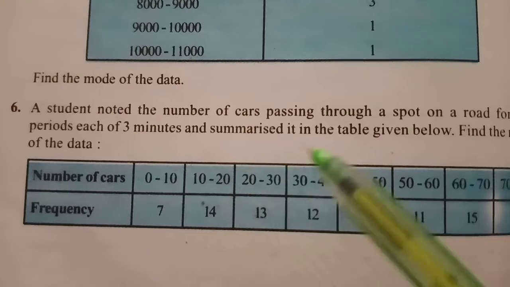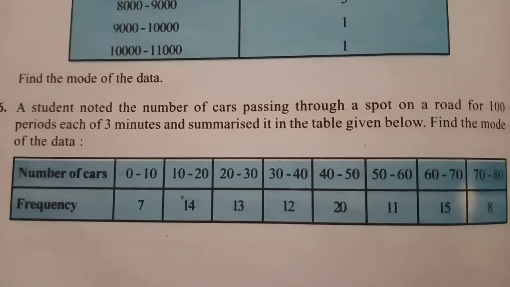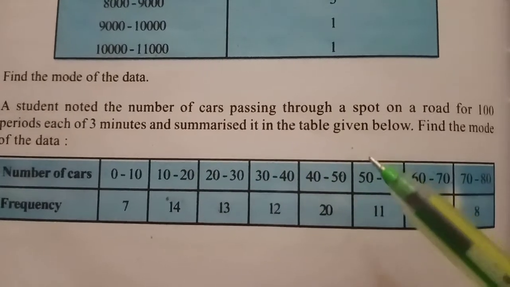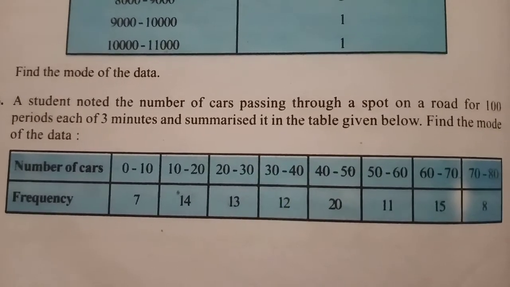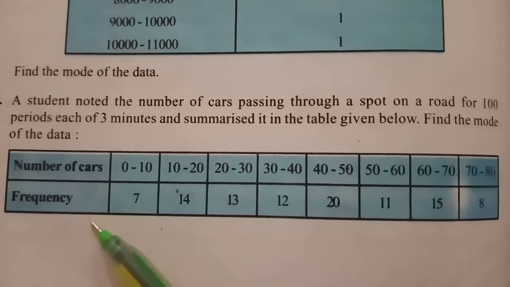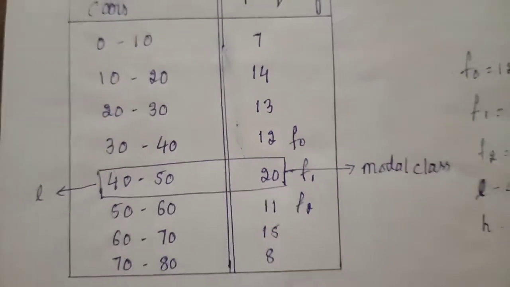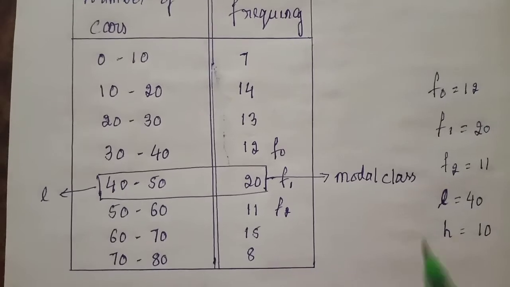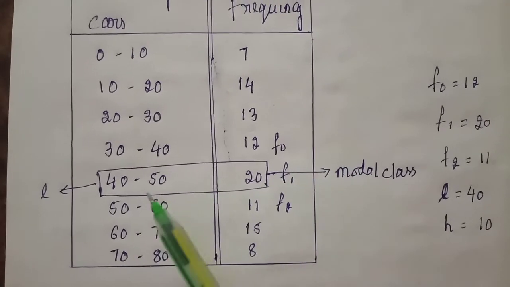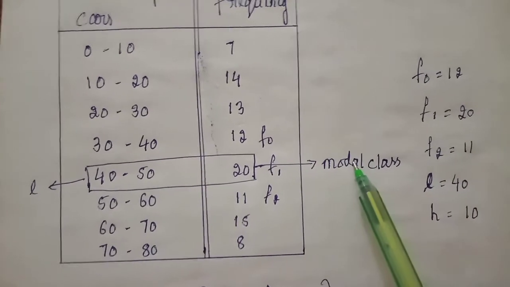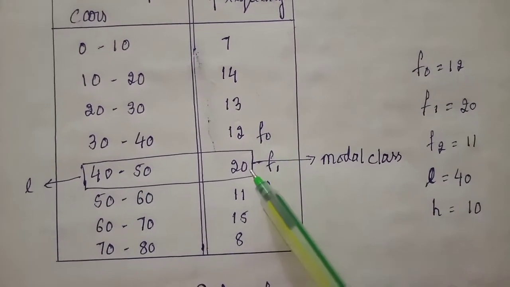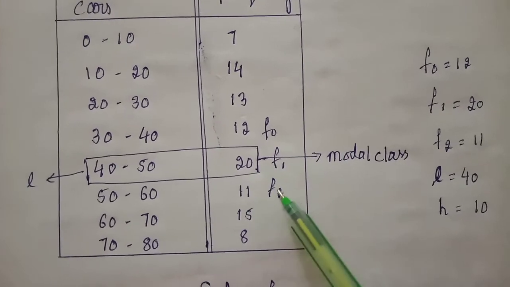Now the last question of this exercise is the sixth question. A student noted the number of cars passing through a spot on a road for 100 periods each of 3 minutes and summarized in the table given below. Find the mode of the data. Given number of cars and frequency. So first let us find the modal class. The maximum frequency is 20. So 40 to 50 becomes the modal class. And L is 40, 12 is F0, 20 is F1, 11 is F2.